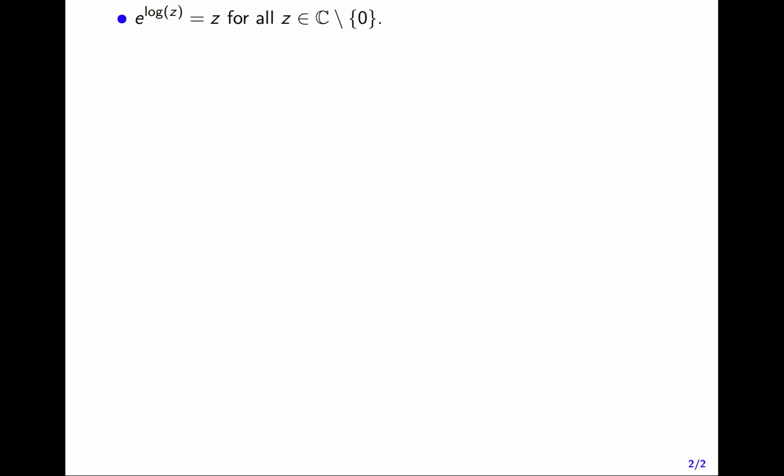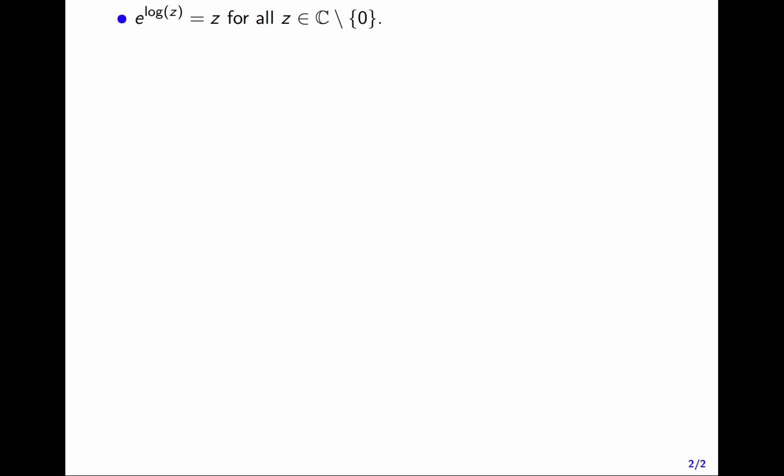Two functional properties of the complex logarithm. First, e to the log of z is equal to z for all non-zero complex numbers z. Now, log of z is a set-valued or multi-valued function, so the expression on the left, e to the log of z, in principle denotes a set of numbers, not just one single number. And yet on the right, I have just one single number, z.